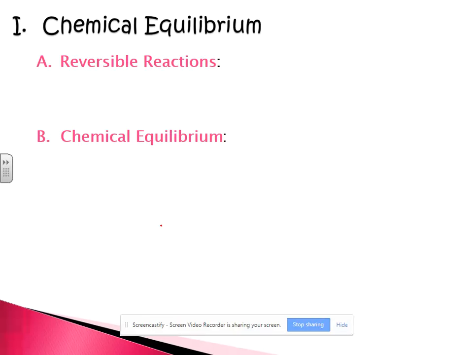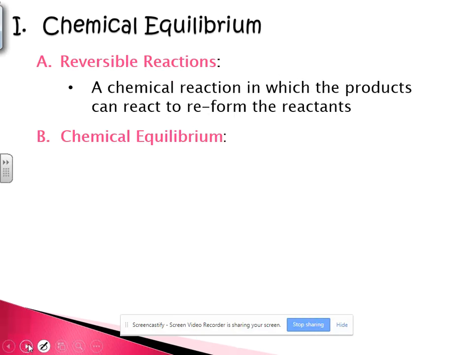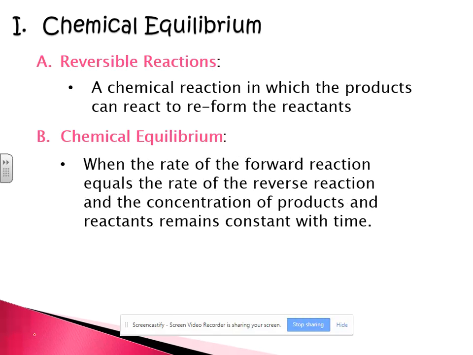So if you were to mix two reactants and allow them to react and leave it alone, it would ultimately reach chemical equilibrium. A reversible reaction is a chemical reaction in which the products can react to reform the reactants. So you have basically reactants forming products and products reforming reactants. When we talk about chemical equilibrium, that's when the rate of the forward reaction equals the rate of the reverse reaction. And at that point, the concentration of the products and reactants remain constant with time.